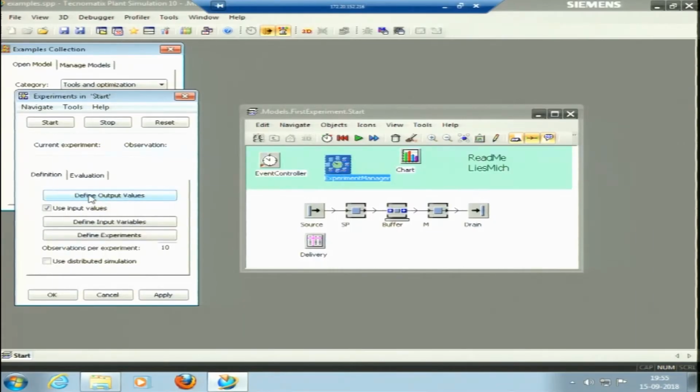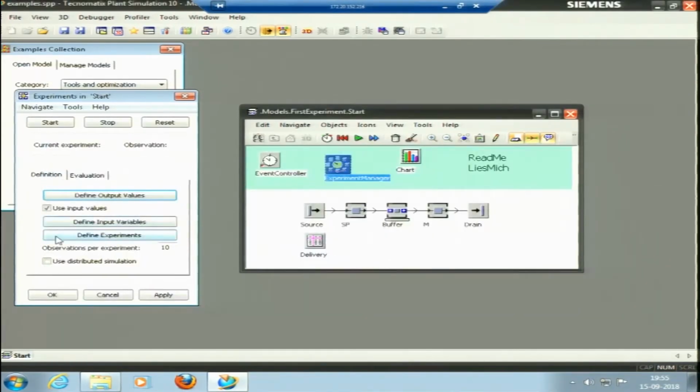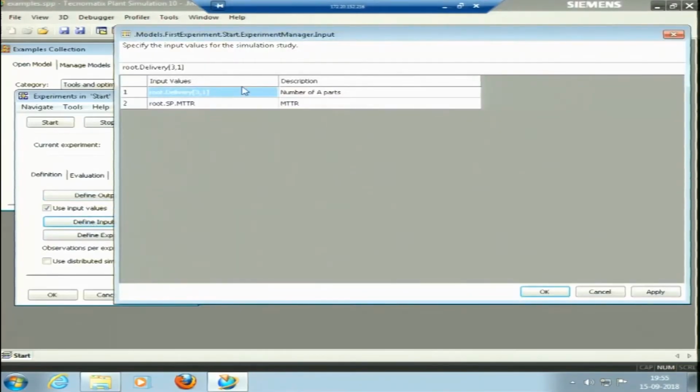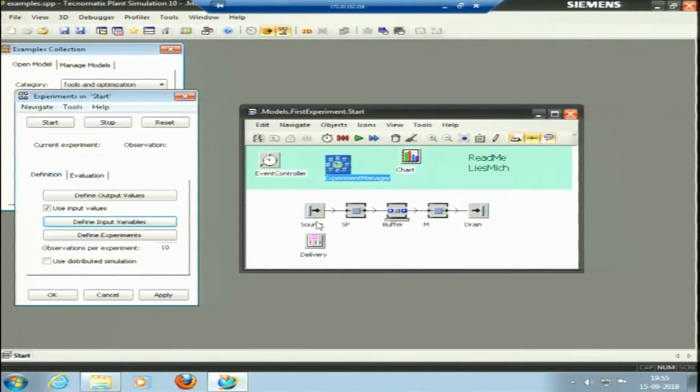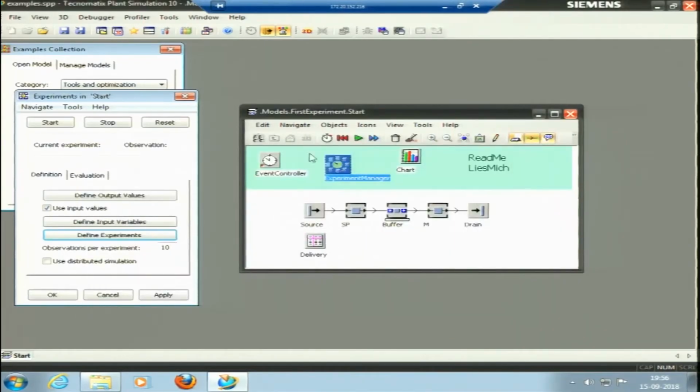In definition, we have defined the output values. Output values of the workstation portion, start fail portion, it is working and failed. So what output do we need, and what inputs do we have? Input is the route delivery and mean time to repair. If I run this model, I can also define the experiments, for 100 number of parts, mean time to repair of 5, 10, 15, then 5, 10, 15. This is for 100 parts, this is for 200 parts again. So these number of experiments would run if I run this experiment manager.